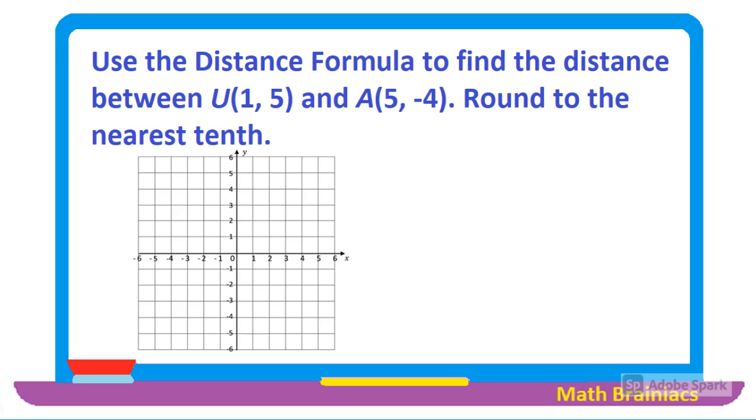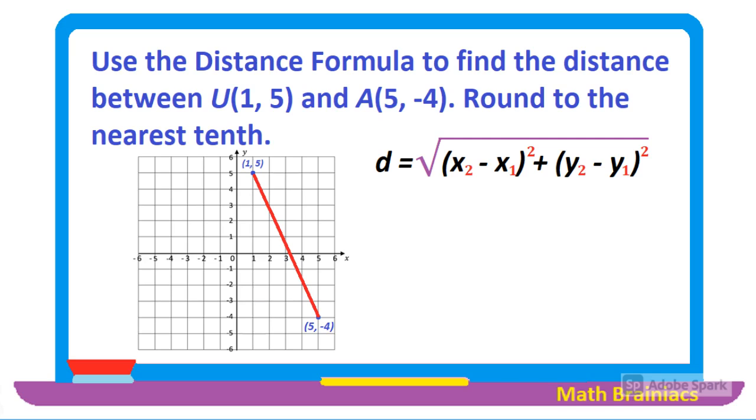Let us draw the coordinate plane so that we can plot the 2 points. Let us plot the first ordered pair, which is point Q, when x is 1, y is 5. And the second point, which is A, when x is 5, y is -4. Let us connect the 2 points with a straight line and apply the distance formula, which is the square root of x2 minus x1 squared plus y2 minus y1 squared.